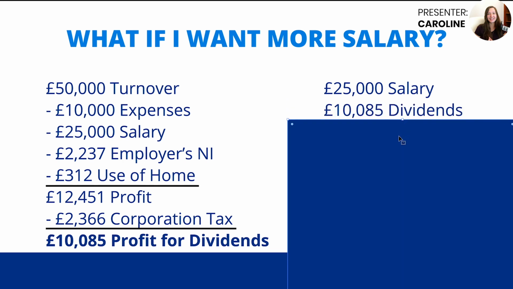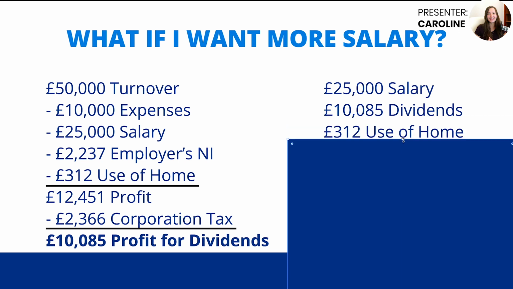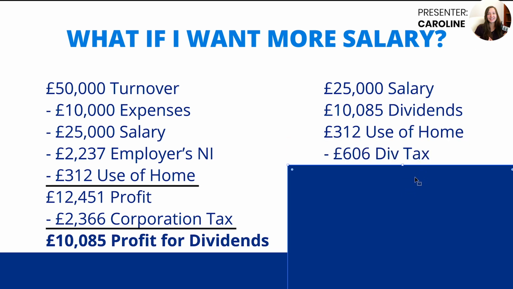So £25,000 in salary, and this time we've got £10,085 in dividends. And of course the £312 use of home allowance. So the dividend tax this time is only £606. Although we have used up the full personal allowance on the salary, there's still the £2,000 dividend allowance, so the tax is only payable on £8,085 of dividends, and that's 7.5% in the lower rate threshold, just like before.